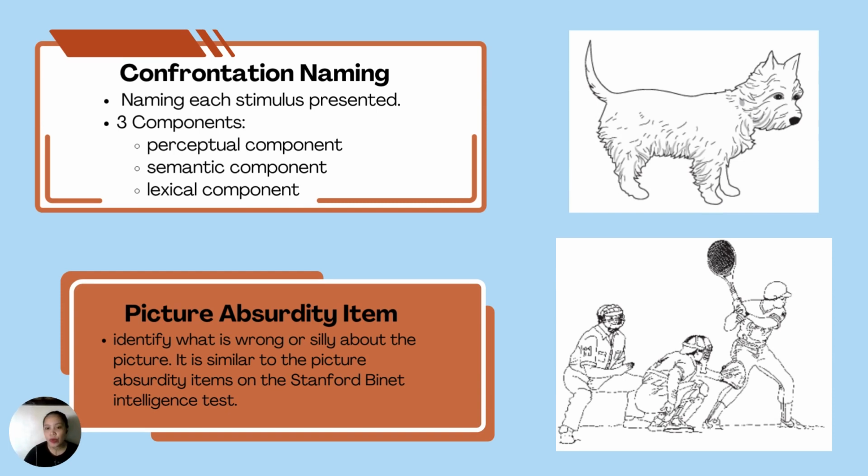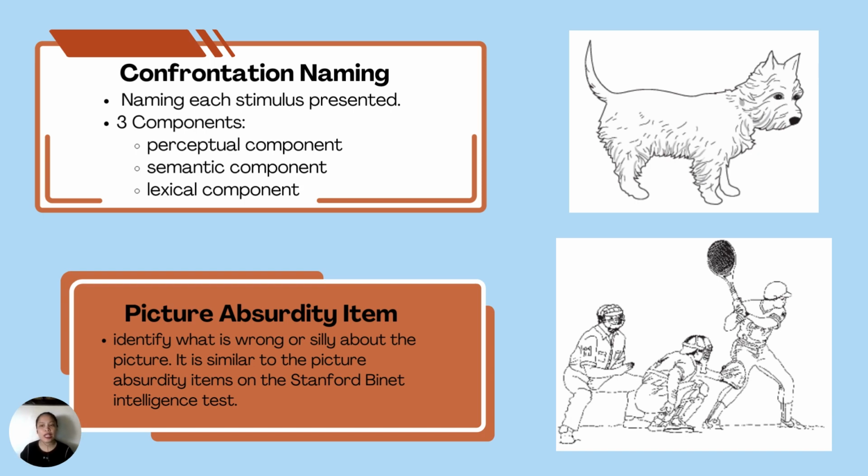Confrontation naming is the third one. Confrontation naming is naming each stimulus presented. This seemingly simple task entails three component operations. First is a perceptual component, which is perceiving the visual features of the stimulus. Second is the semantic component, which is assessing the underlying conceptual representation or core meaning of whatever is pictured. And the third is a lexical component, which is accessing and expressing the appropriate name. Difficulty with the naming task could therefore be due to deficits in any or all of these three components.